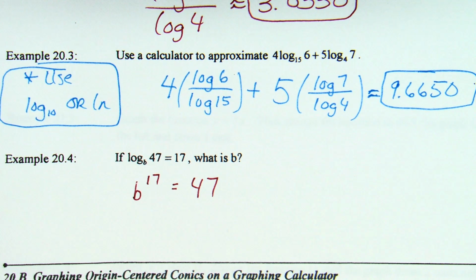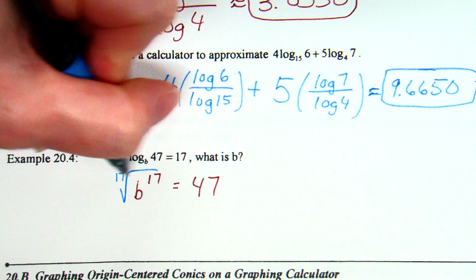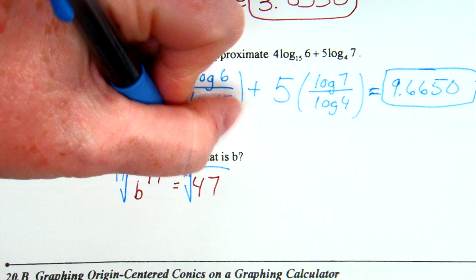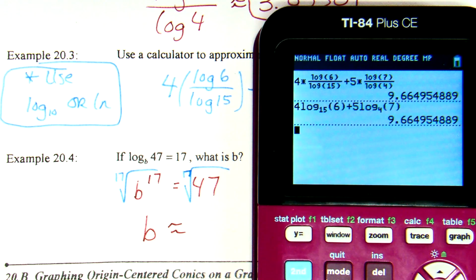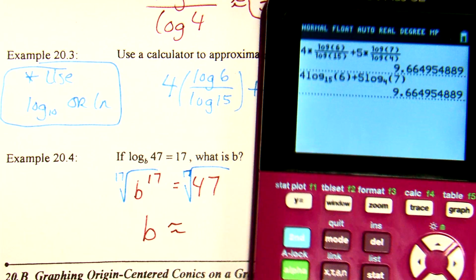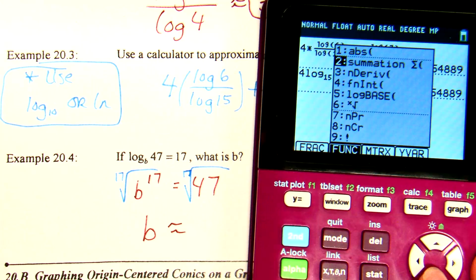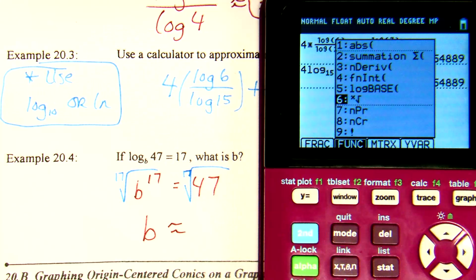Okay. So what do we do here? We take the 17th root. So, b is approximately, you guys remember how to do a 17th root on your calculator? No. Is there one in the shortcut menu? Yes. Number 6 in the Alpha F2 menu is an X root, so you get to pick what root you want. It's also up in the math menu.